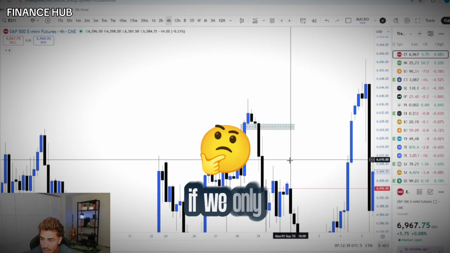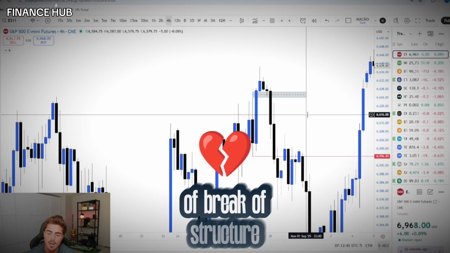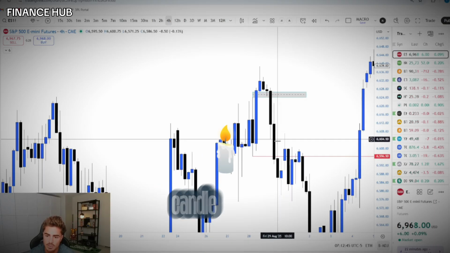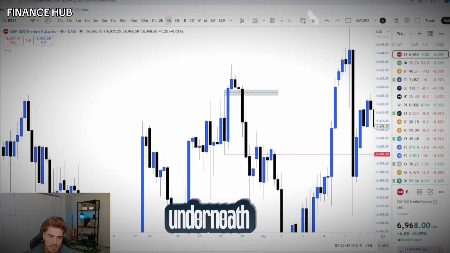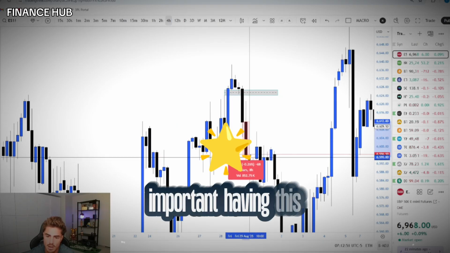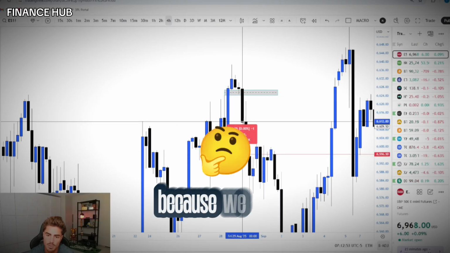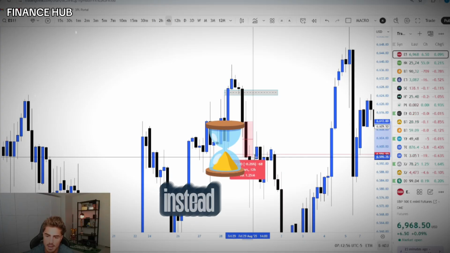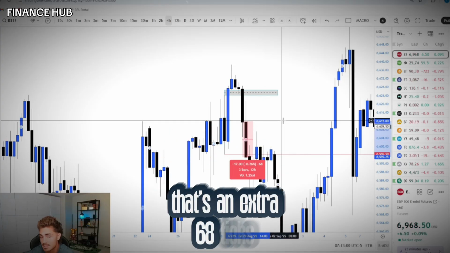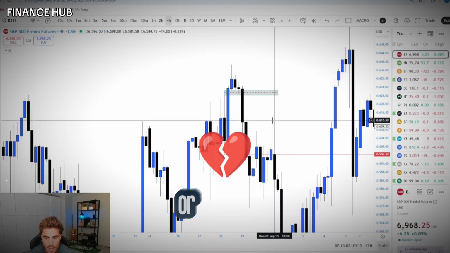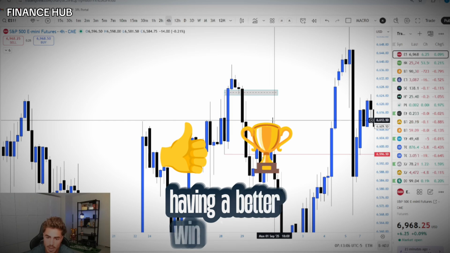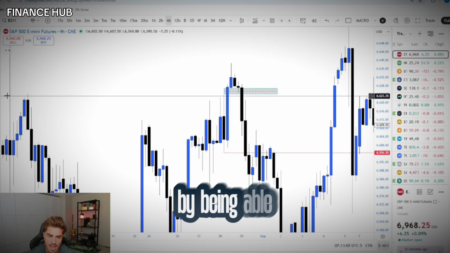However, if we only had the confluence of break of structure, we would have had to wait for another 4 hour candle to form until we got underneath this. And now you guys can hopefully see how important having this confluence is, because we were able to enter up here instead of having to wait till all the way down here. That's an extra 68 ticks, and that could literally be make or break for us on having a better risk to reward, having a better win rate, by being able to execute right here.